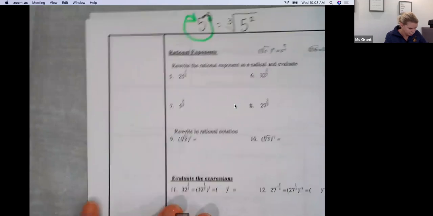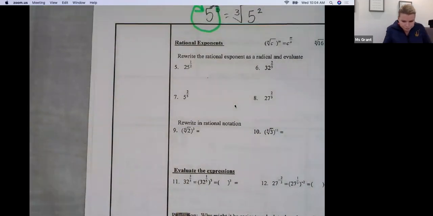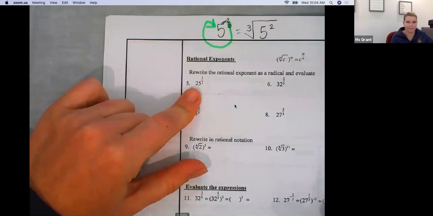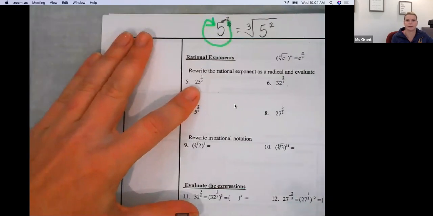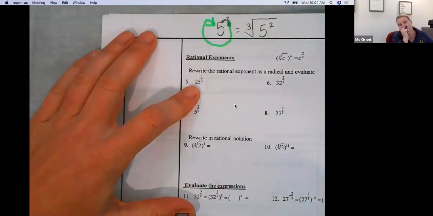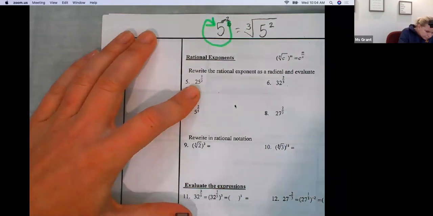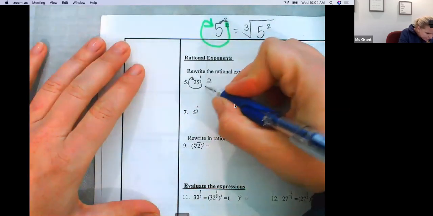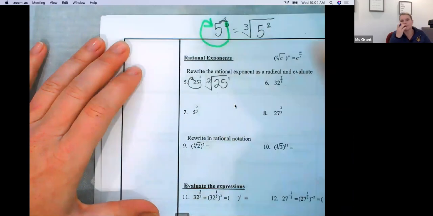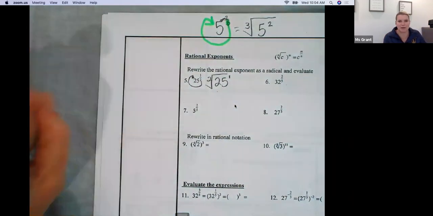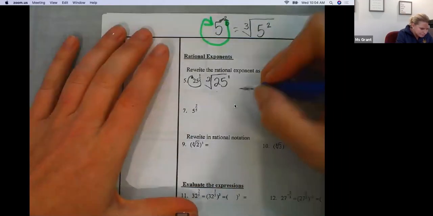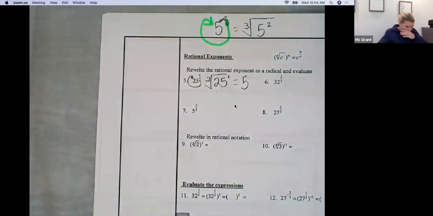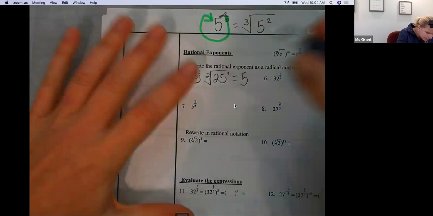Okay. So 25 to the 1/2. There, you can see. The 2 goes in front. Square root of 25 to the first power. But honestly, nobody does. Nobody even writes the 2. Anyways, the square root of 25. The answer is 5. Plus or minus 5. I'm sorry.